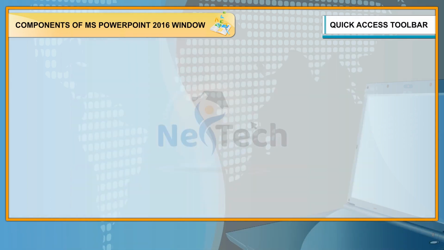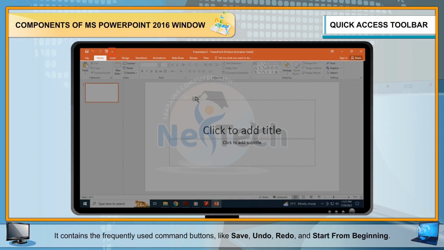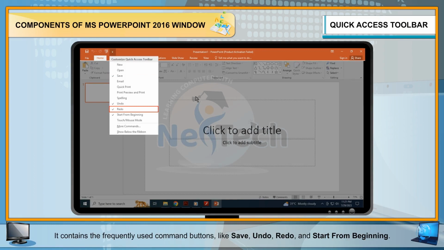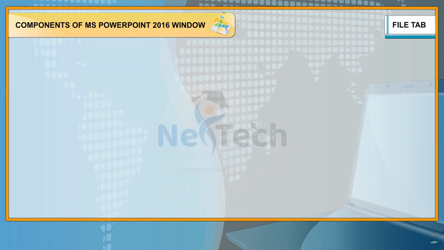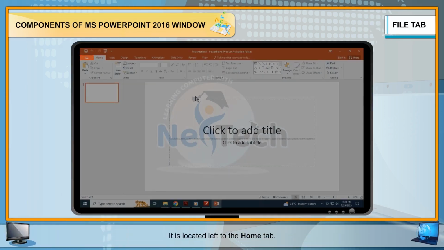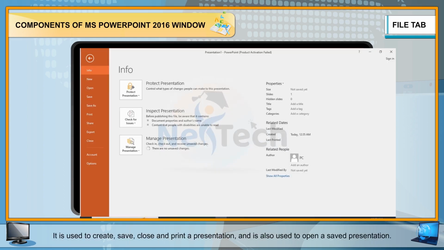Quick Access Toolbar. It contains the frequently used command buttons like Save, Undo, Redo, and Start from Beginning. It is located left to the title bar. You can customize it by adding or removing the buttons. File tab. It is located left to the Home tab. It is used to create, save, close, and print a presentation, and is also used to open a saved presentation.